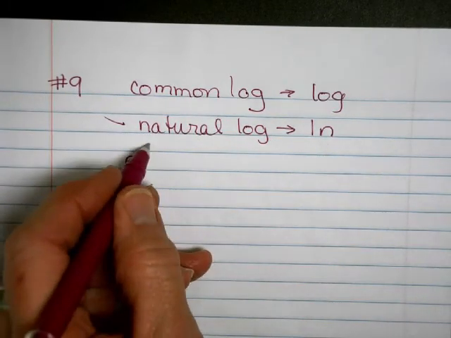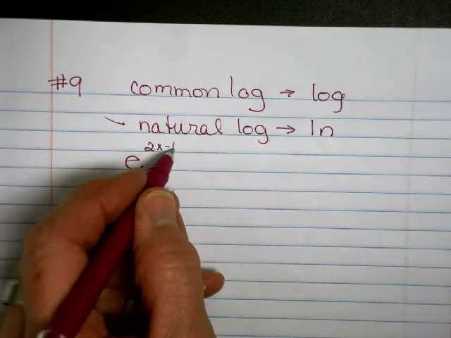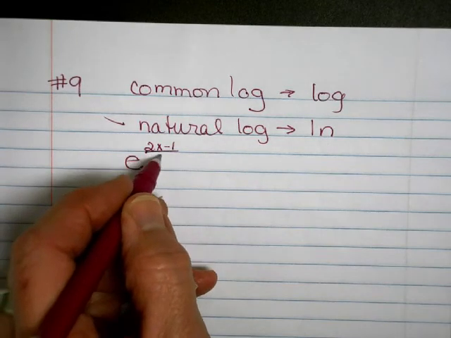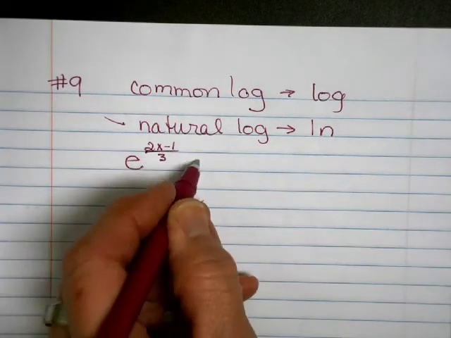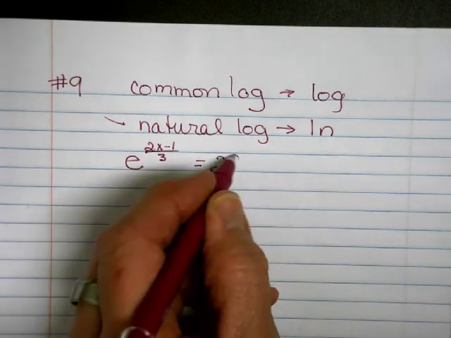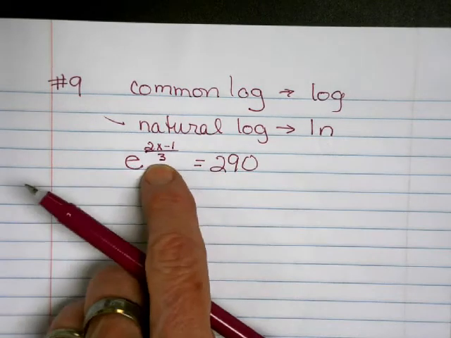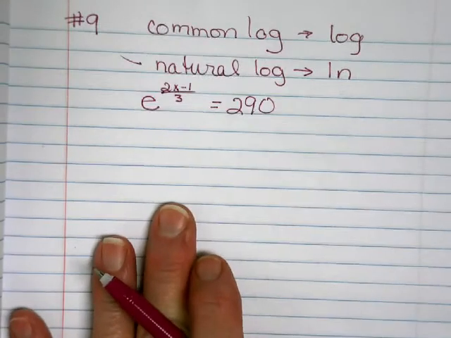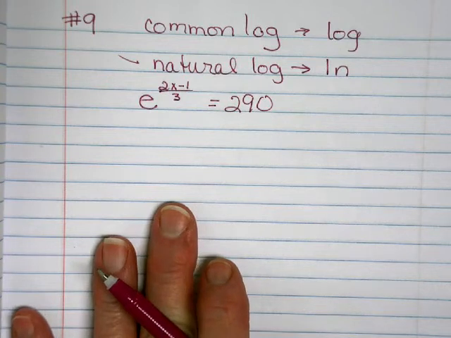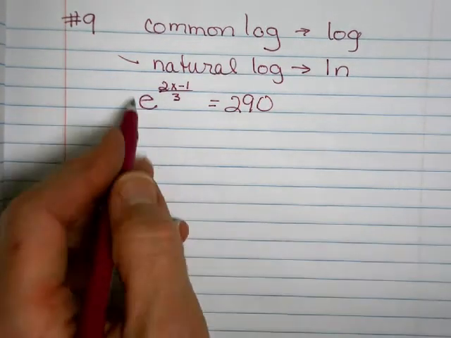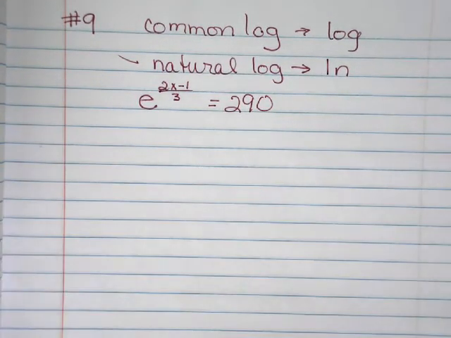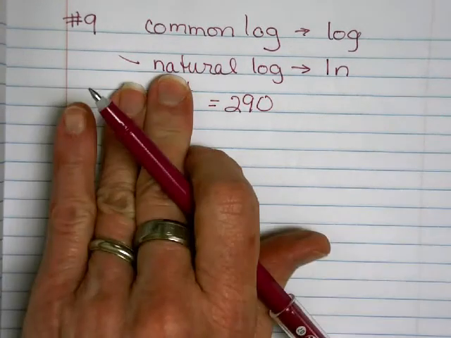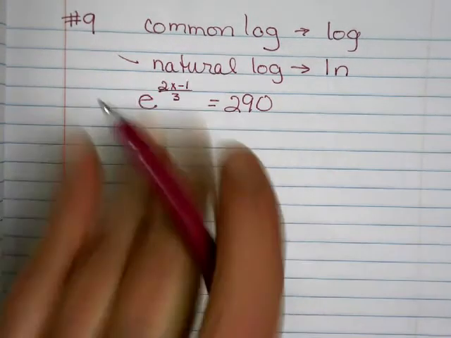So the exponent's quite interesting. It is a ratio, 2x minus 1 over 3, and it's equal to 290. So whenever you need to find an exponent, use the logarithmic properties. So I'm going to do step 1 and step 2. e is by itself already, so yahoo! This power is by itself already.